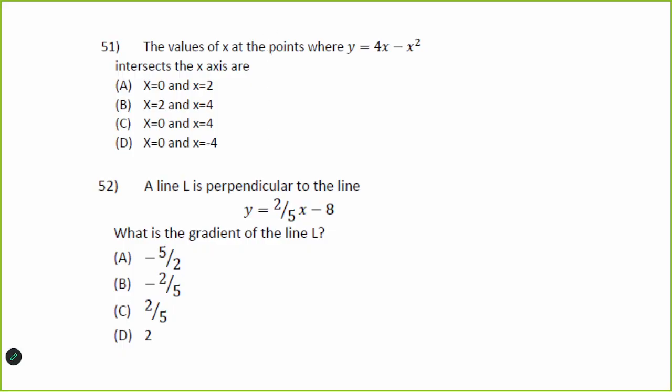The values of x where the point 4x minus x intersects the x-axis.